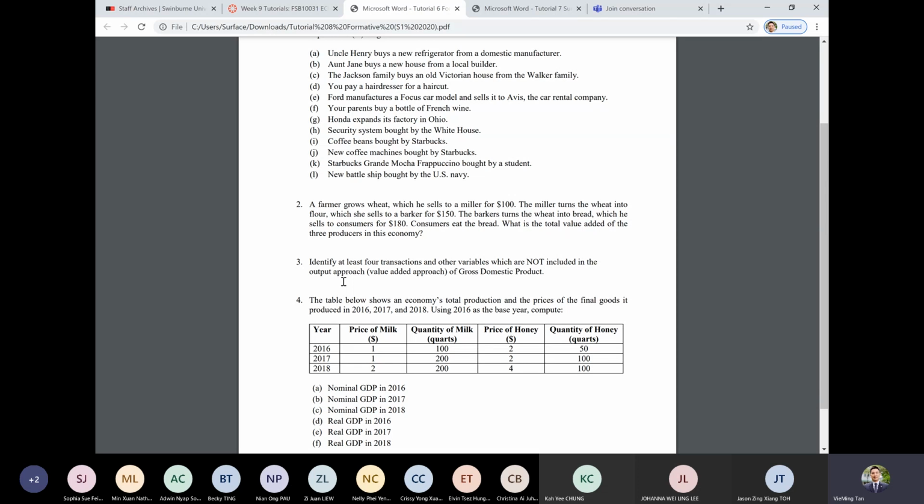And also public transport payment is not included under this approach as well. So there are plenty. You can refer to this slide here. In order to answer this question, you can refer to the summary. I will try to share the screen.